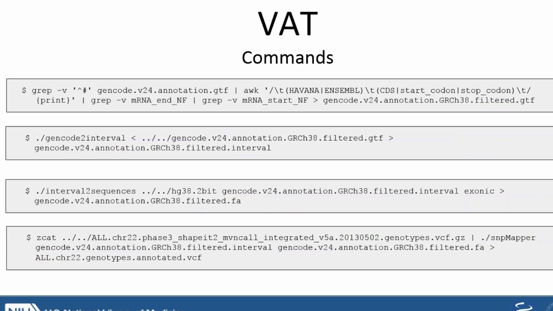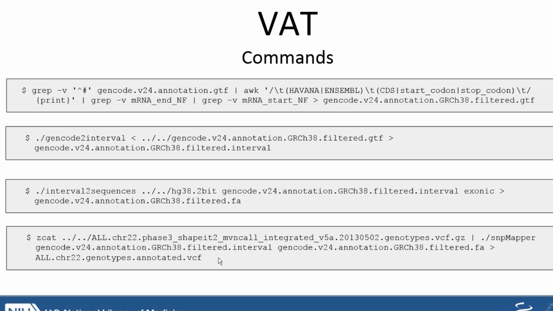Once you have all of those, you want to go through some of these commands. The first 3 are just going to deal with that GenCode annotation GTF file that you downloaded. That first command, which all of these can be found on the VAT website, will go ahead and filter that. And then once it's filtered, you'll run GenCode 2 interval and interval 2 sequences, and you'll create these GenCode annotation filtered interval and filtered FASTA files.